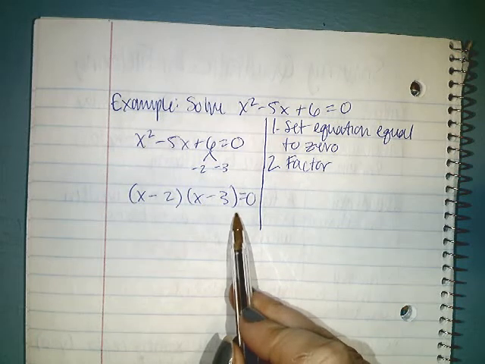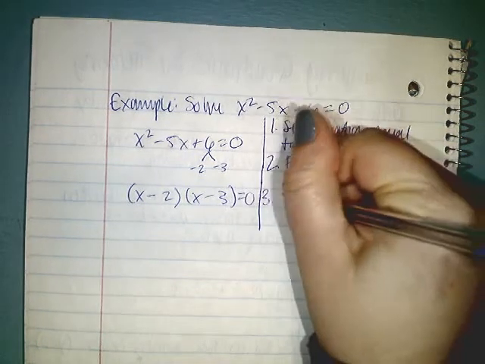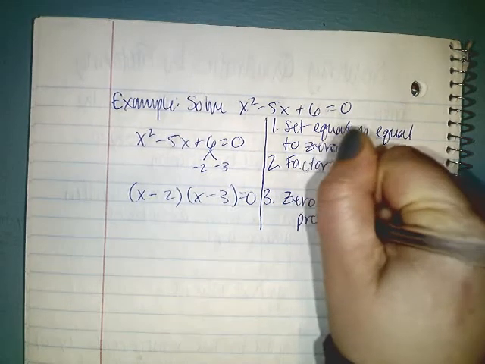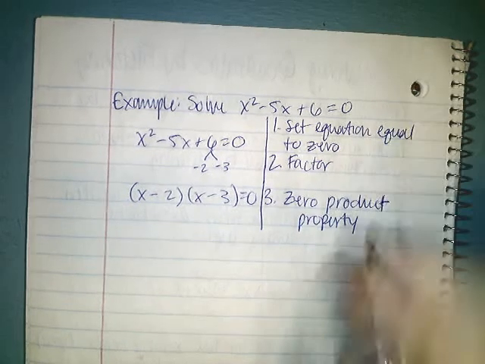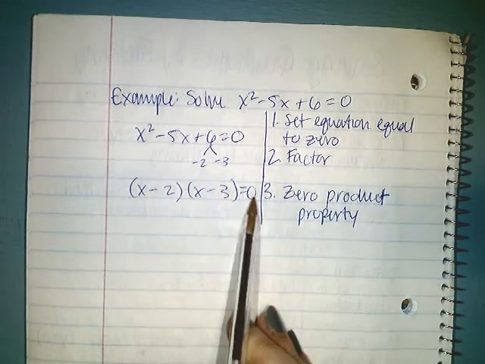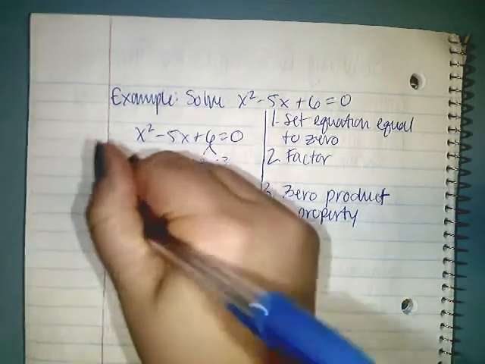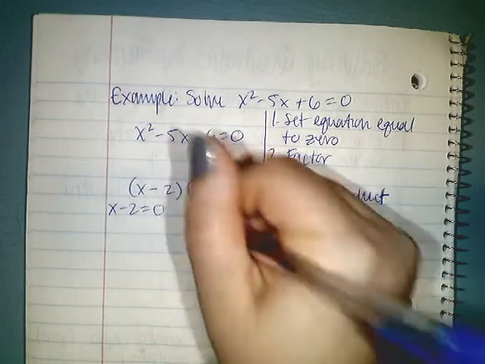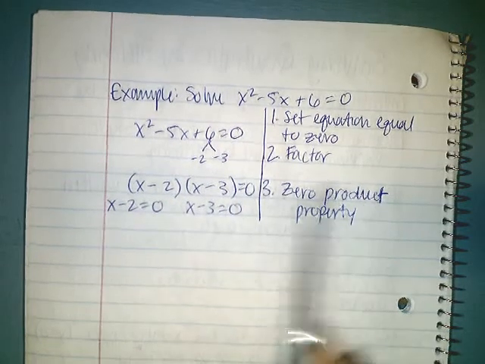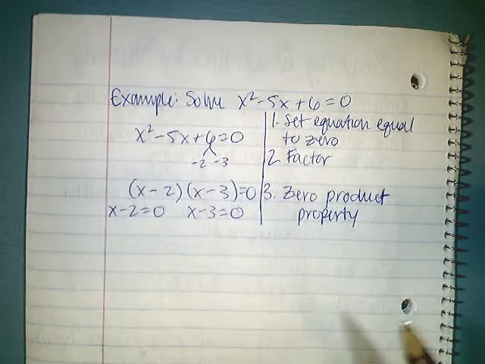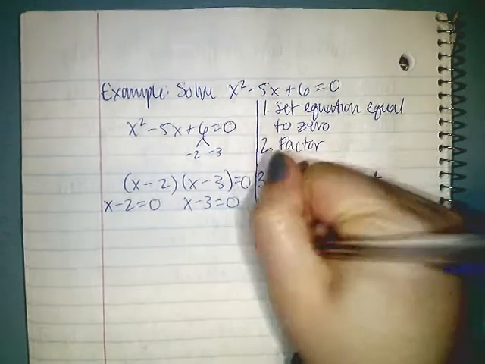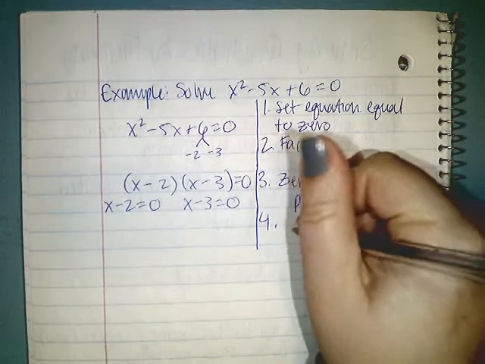This is where the critical step comes in. This is where the zero product property allows us to say, okay, I'm multiplying two things. So x minus 2 times x minus 3 equals 0. So I know either x minus 2 equals 0 or x minus 3 equals 0. Since I'm multiplying these two things and they equal 0, the zero product property tells us that one of these things has to be 0. The only way we can multiply two things and get 0 is if one of them is 0. And the last step is to solve for x in each equation.